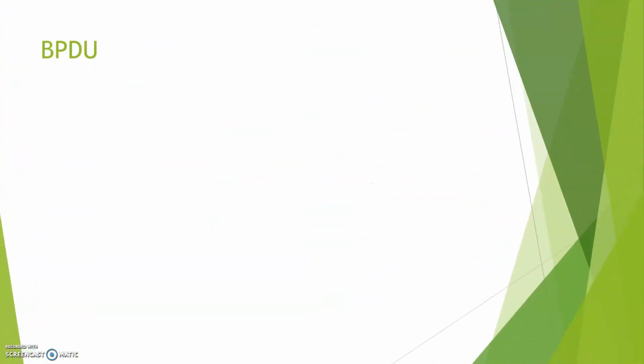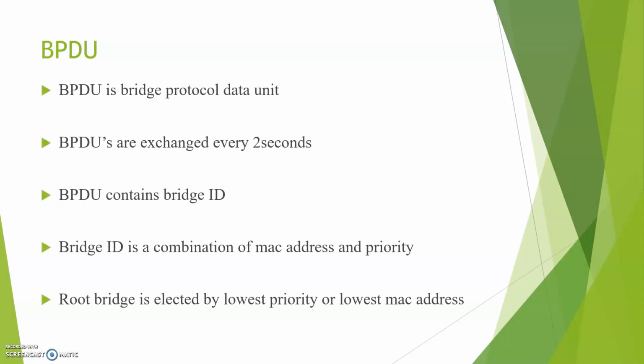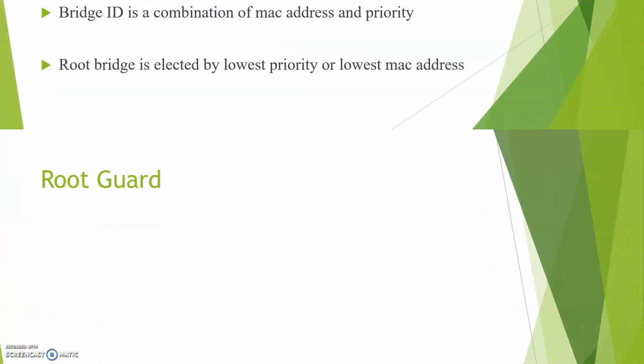Before that, let us understand what is BPDU. BPDU is a bridge protocol data unit which is exchanged every 2 seconds. BPDU contains the bridge ID, which is a combination of MAC address and priority. The root bridge or root switch is elected as the switch with the lowest priority or the lowest MAC address.